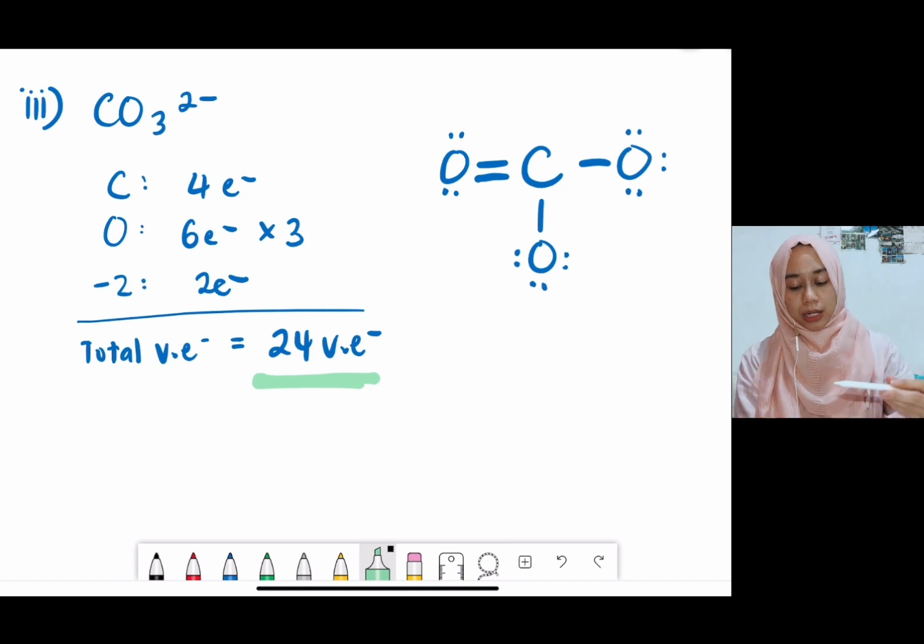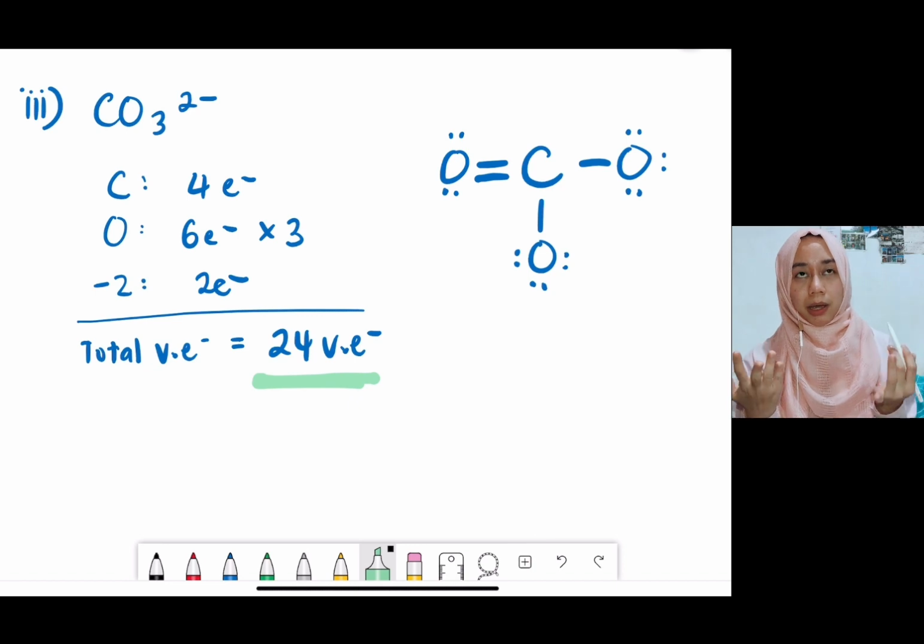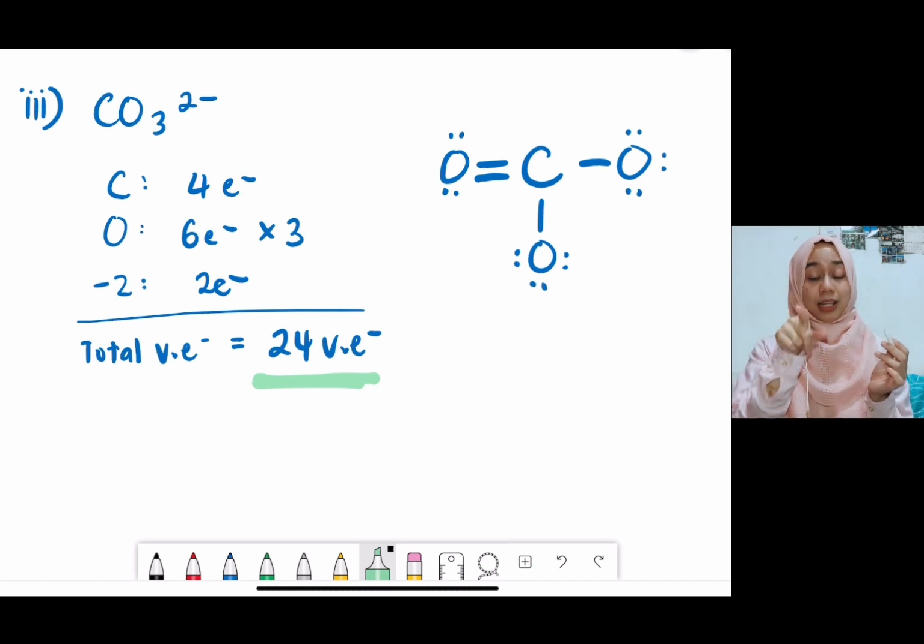Okay. So as you can see daripada structure ni ada 1, 2, 3, 4, 5, 6, 7, 8, ada 8 lone pair, and then ada 4 bonding pair. Bermaksud total dia ada 12 darab 2, 24. So betul. Okay. Tapi ini adalah ion. So ion dia ada extra sikit.